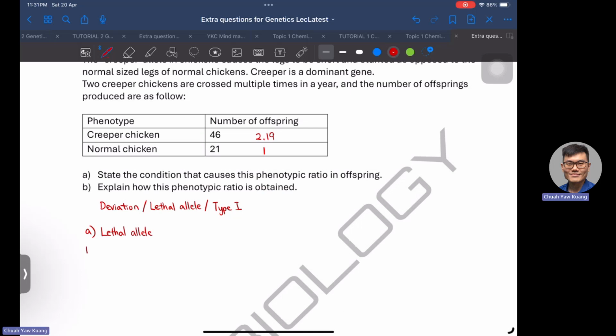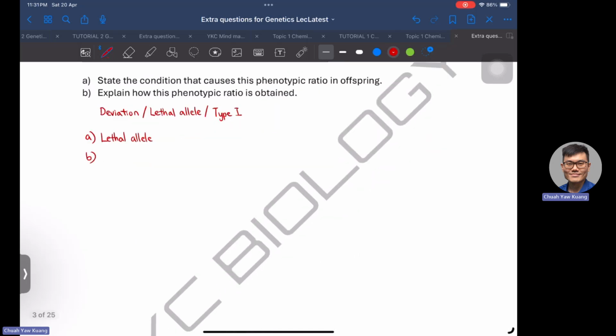Next we look at B. For B, explain how this phenotypic ratio is obtained, so how the 2 to 1 ratio is obtained. First things first, same thing: we find the parents first.